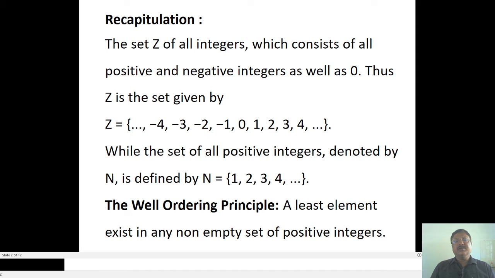While the set of all positive integers denoted by N is defined by N equal to 1, 2, 3, 4 and so on, which is also known as the set of natural numbers. The well-ordering principle says a least element exists in any non-empty set of positive integers. Least element means minimum element.